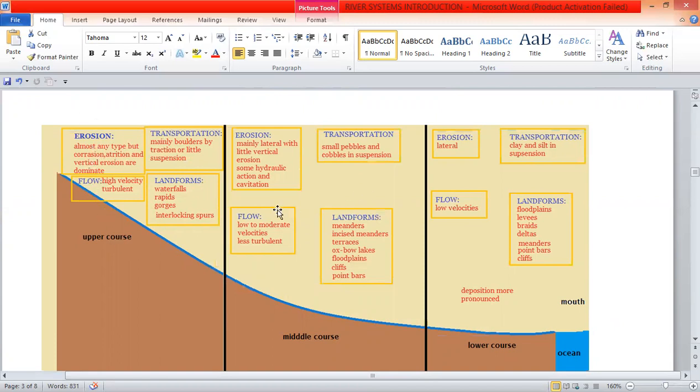These are the characteristics. You'll be guided by these solid lines here. The information on the left of this black line are characteristics of a longitudinal profile in the upper stage, that is upper course. And these characteristics here are in the middle stage. And then in the lower stage, you will have these characteristics over here.